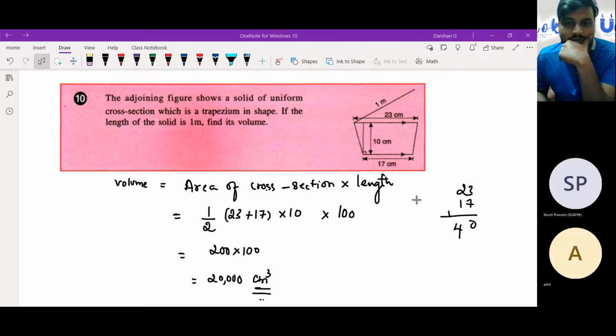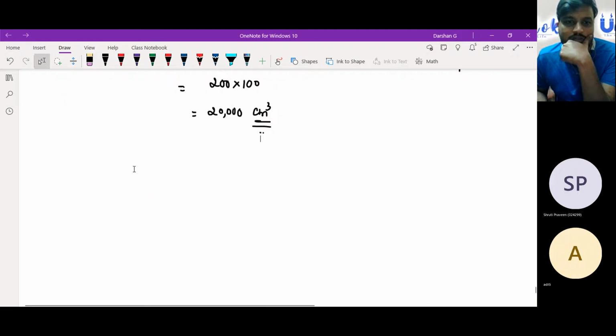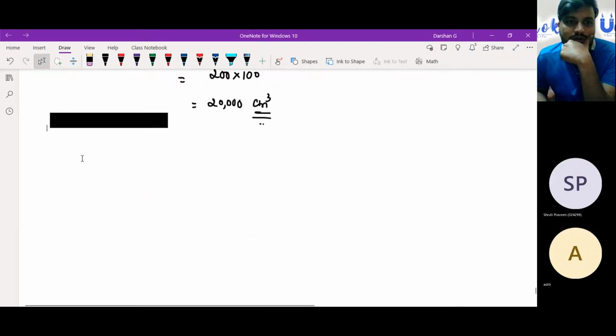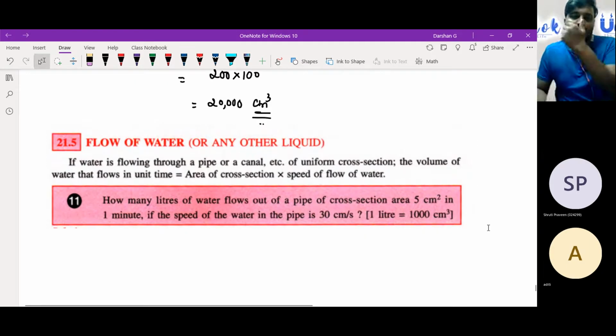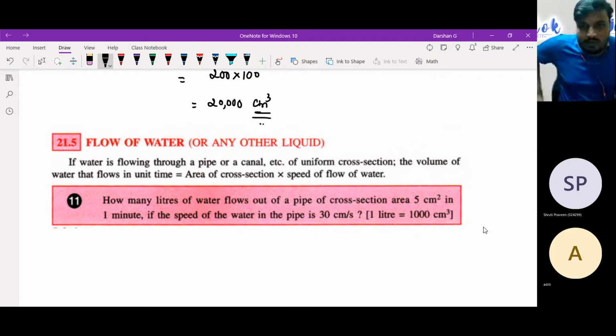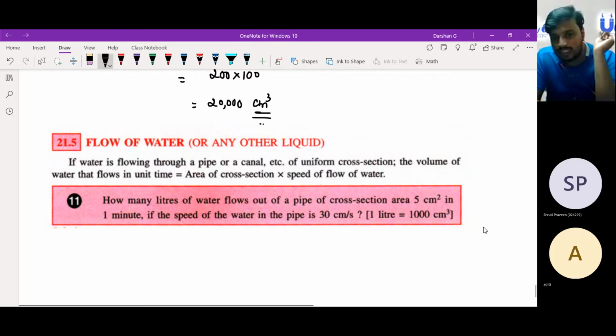Okay, next concept is flow of water. Like the same plan we are applying to flow of water. What is the amount of water that would be running through any kind of a pipe or something like that? If water or any liquid flows through a pipe or a canal, etc., of a uniform cross section, the volume of water that flows in unit time, that is 1 second, would be area of the cross section into flow of water. This flow of water should be per second. So use this and try the next question.